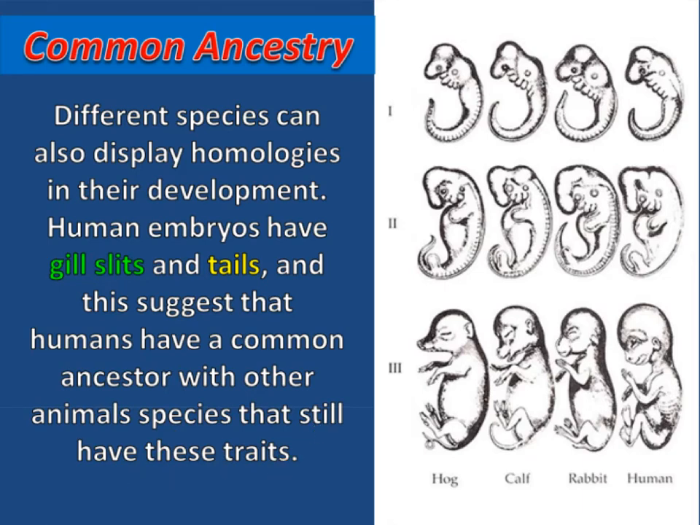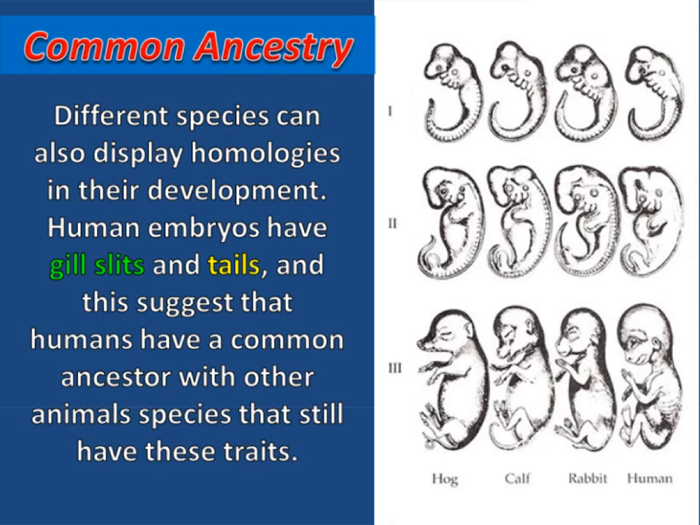So today on Earth, you see animals that have gills. Who has gills? Those are fish, okay? Who has a tail? There are many organisms that have tails. For example, like a tiger has a tail. So if you look at the picture on the right, you can see all of these little embryos, okay? So you have an embryo of a hog, which is a pig. You have an embryo of a calf, that's a baby cow. You have an embryo of a rabbit, and then you have an embryo of a human.